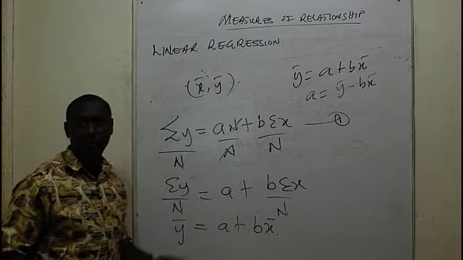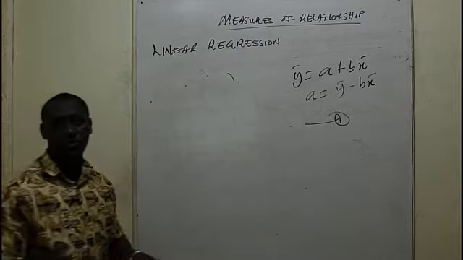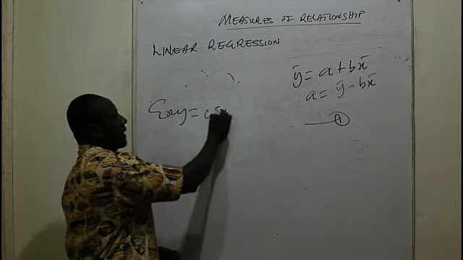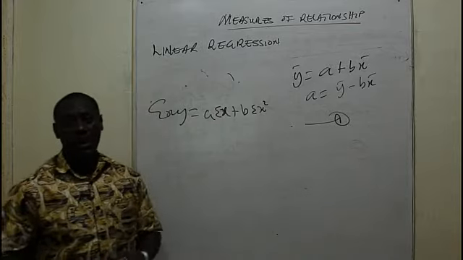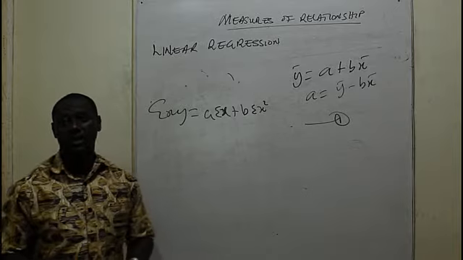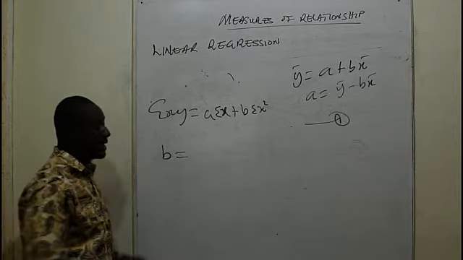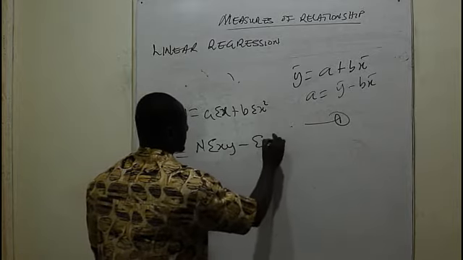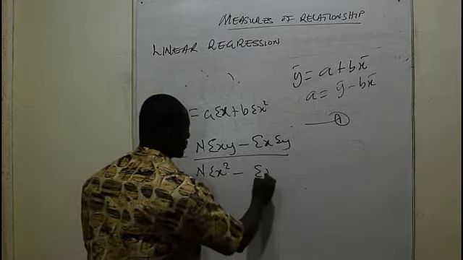Now let's consider what we can also get from equation 2. Equation 2 is of the form summation of xy is equal to a times summation of x plus b times summation of x squared. And so here too, we can get b in a certain form. If you want to make b the subject, then b is going to be n times summation of xy minus summation of x times summation of y, divided by n times summation of x squared minus summation of x all squared.